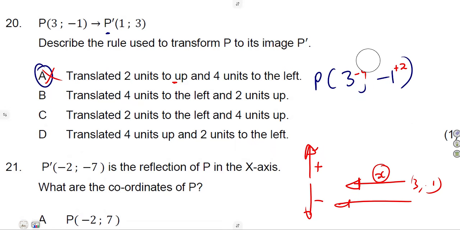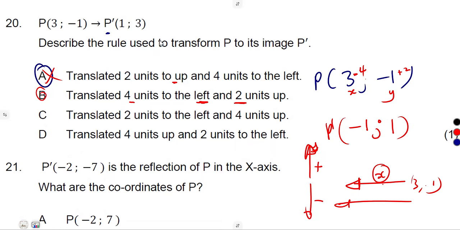Okay, let's move on to condition B. They said translated 4 units to the left. Guys, I've explained that to the left, it affects the x values. So we subtract, that's to the left, the x values, (x, y). So x minus 4. Okay, and 2 units up, the y values, going up, so we add 2. Is it what you're given there? 3 minus 4, that's minus 1. Minus 1 plus 2, that's 1. Guys, it is not our image P. This is totally wrong. Let's move on to C.